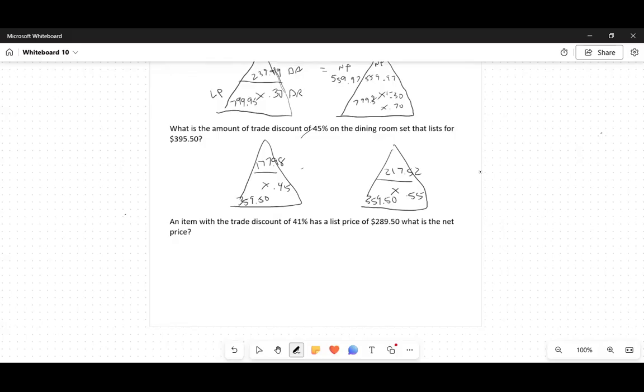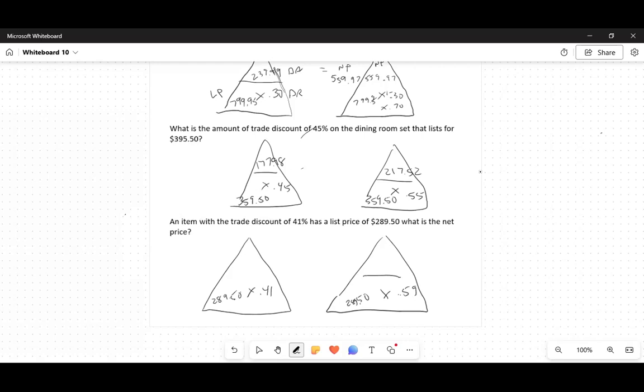All right, and then the item with the trade discount of 41% has a list price of $289.50. So we're doing the same problem again. I'm just really letting you work it out. So $289.50 times 0.41 would get me my discount amount. If I want to find my net price, I can do $289.50 times 0.59. Do the math on both of those. And this would come out to 170.81. And this would come out to 118.70.